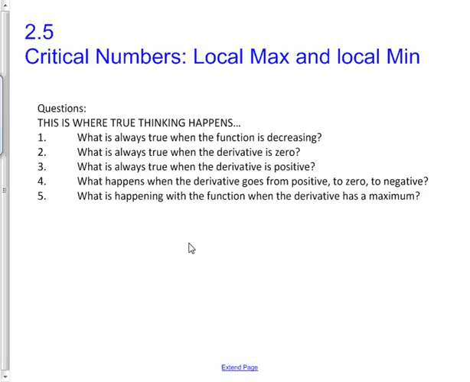Okay, I would venture to say that this is probably the most conceptually important video that we will have in the entire class. This is where true thinking happens, as I wrote here. And it's going to be really important as you go through this video that you don't just nod your head and say, oh, yeah, okay, that makes sense. But really try to engage in the thoughts and the conceptual understanding that goes behind some of the developments that we're going to make today.